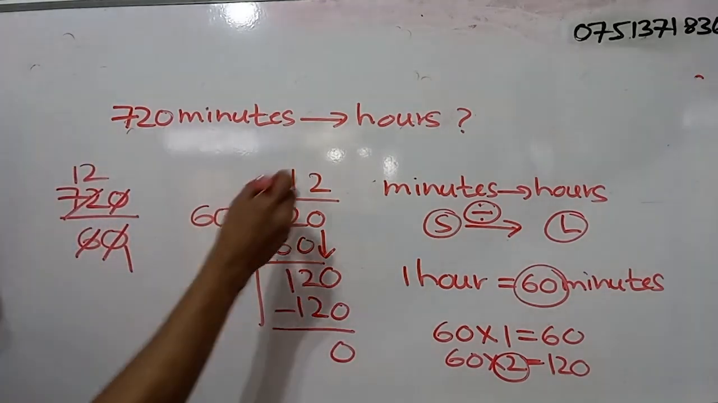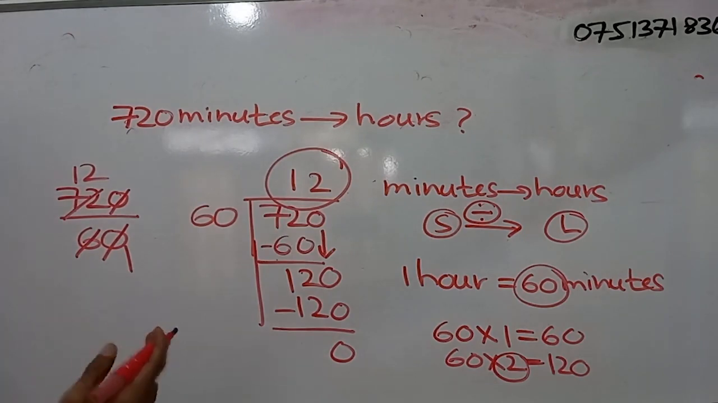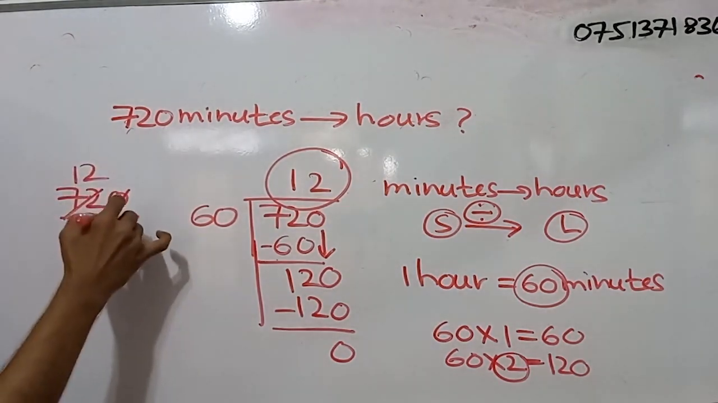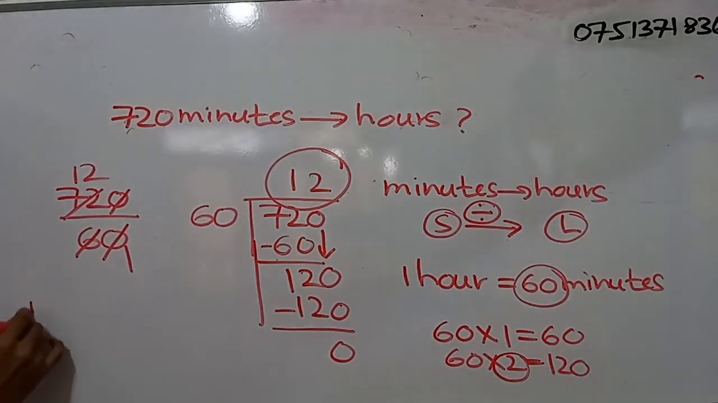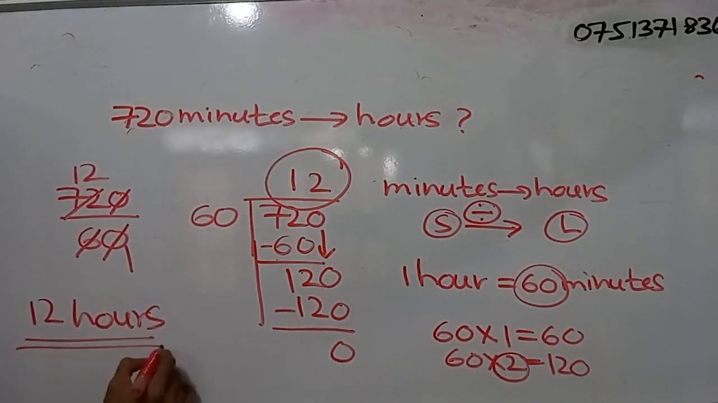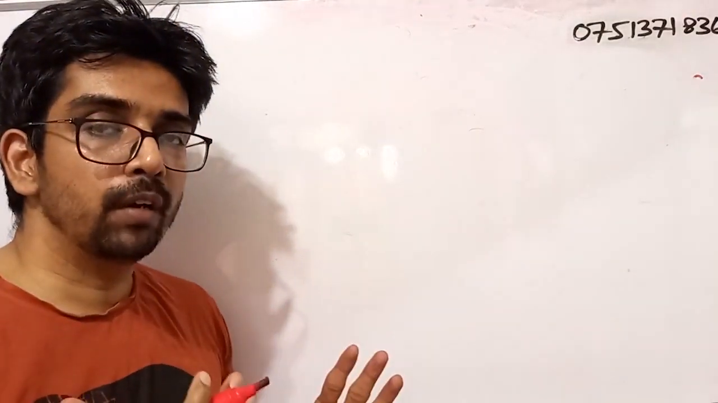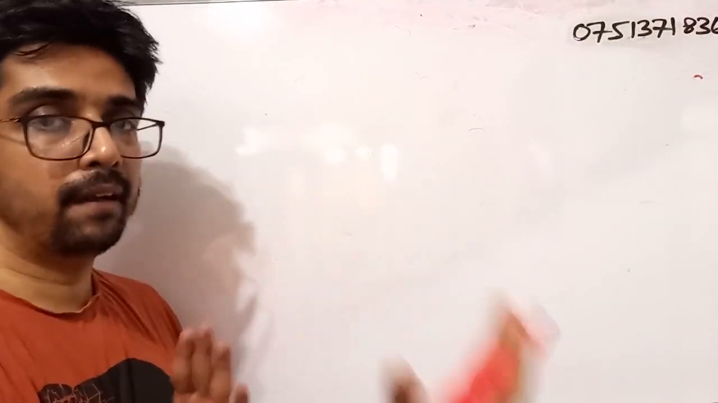So here, what is the answer? 12. That means when we convert 720 minutes into hours, that will be 12 hours. You must write the answer together with the unit. Right. Now we will take a look at how to convert between days and hours.